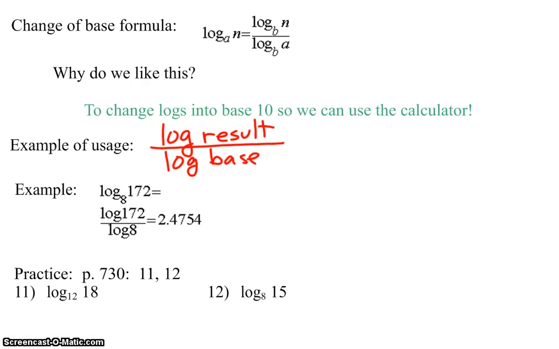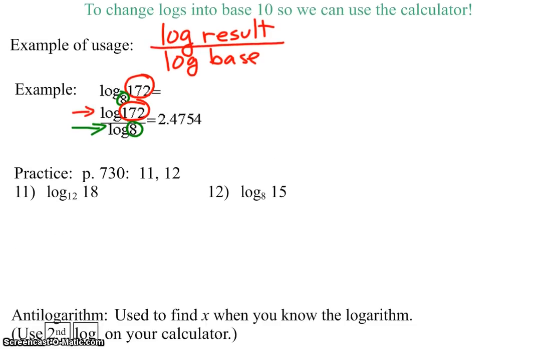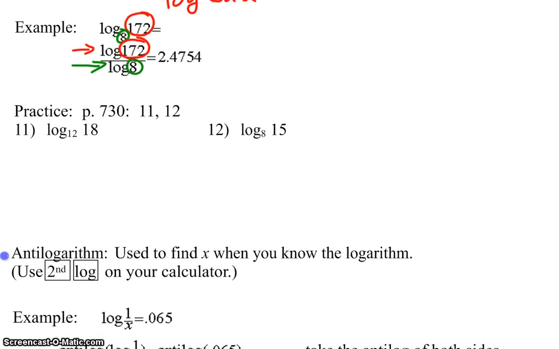As you see in this problem, I changed it to the log of 172, that was my result, divided by the log of 8, which was my base, and I ended up with 2.4754, and that would be the log. That's what the result is. 8 to the 2.4754 does equal approximately 172. So you can check that on your calculator. Try out these 2 problems, and then we'll move on.